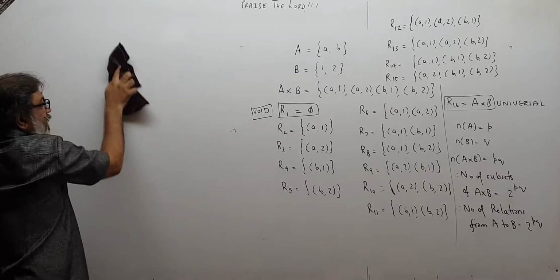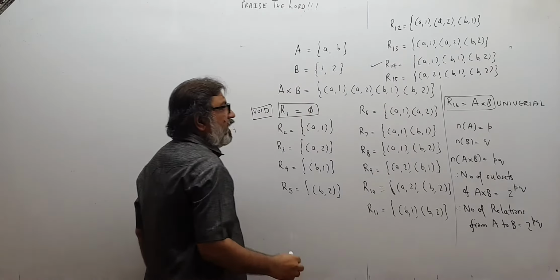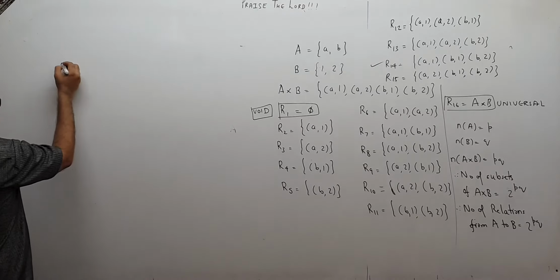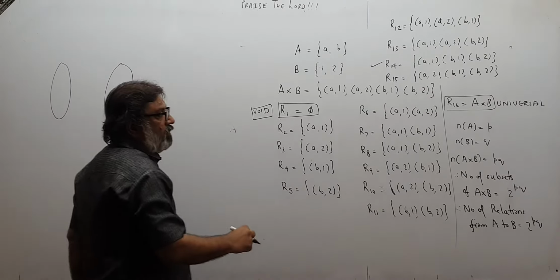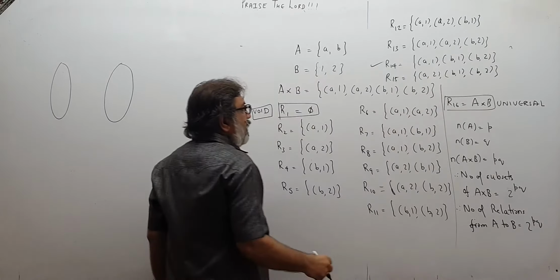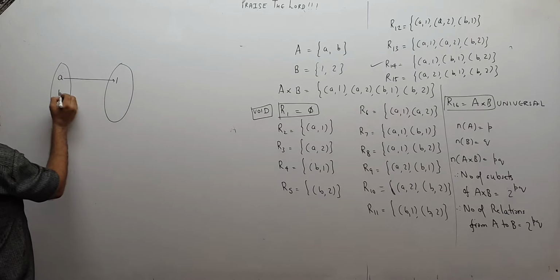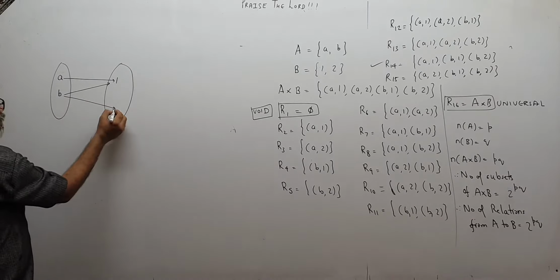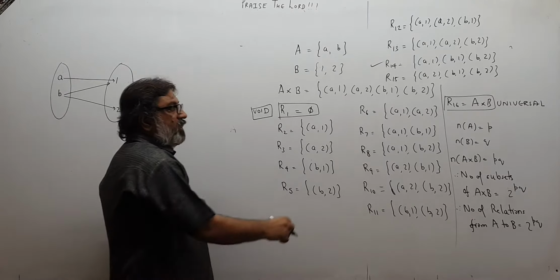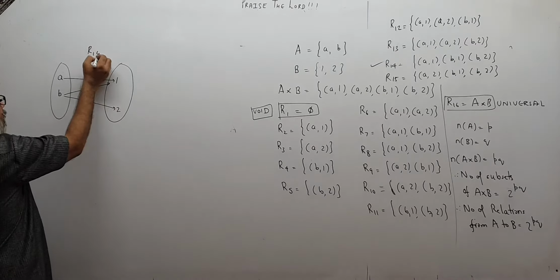See children, I have written all the relations over there. If I pick up this relation, supposing R14. So what is R14 relation? See, R14 relation, A connects with 1, B connects with 1. So A connects with 1, B connects with 1, and B connects with 2. So B connects with 2, that is the point. This is R14 relation. We write like this.